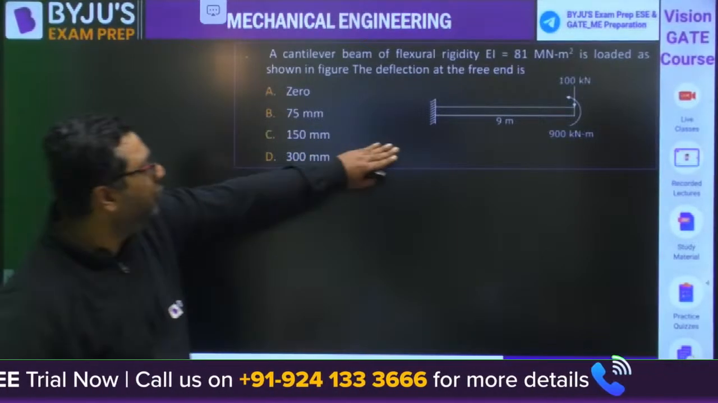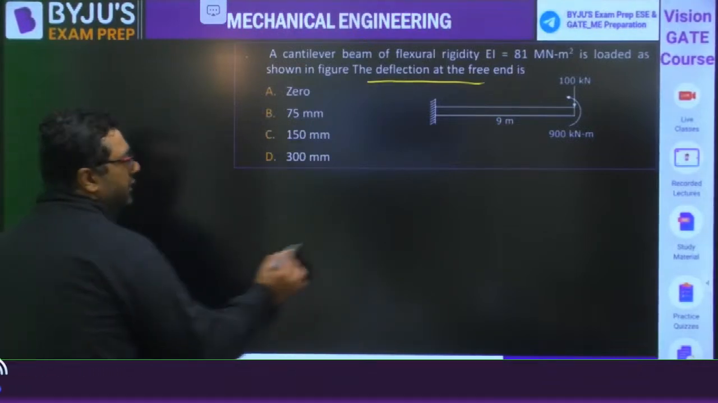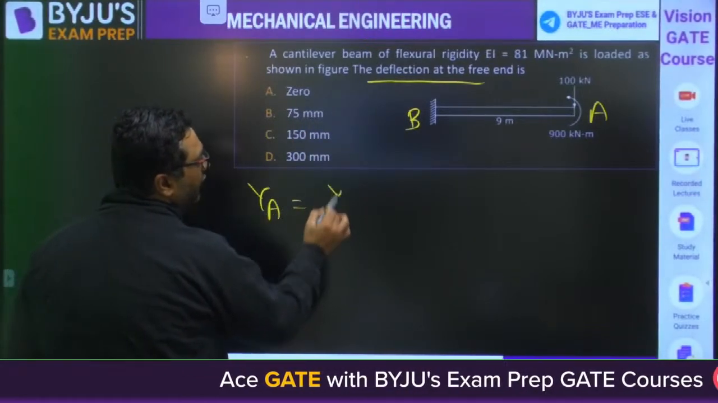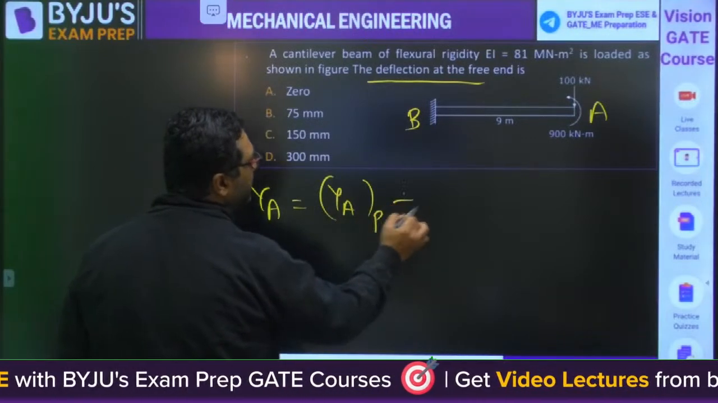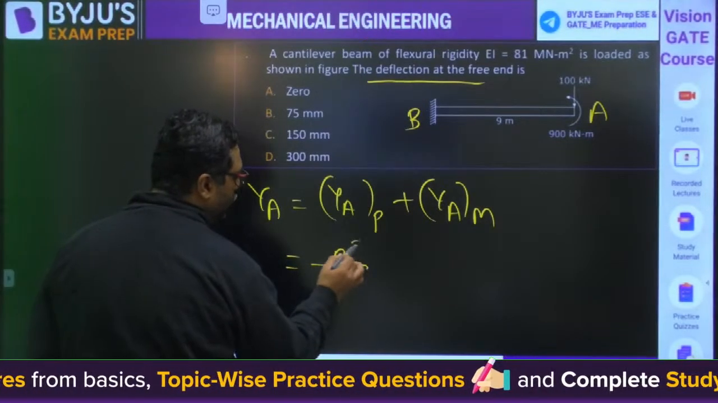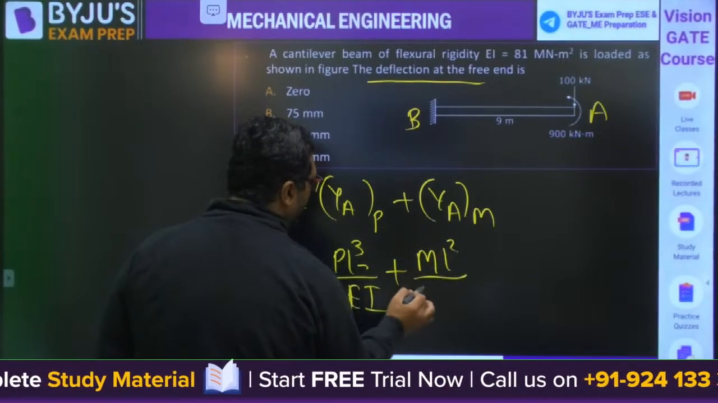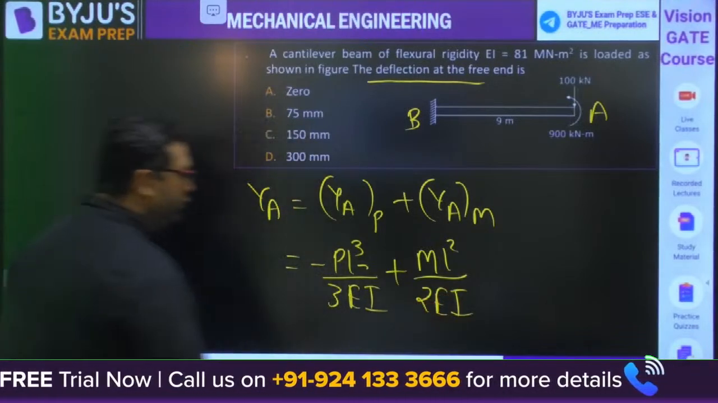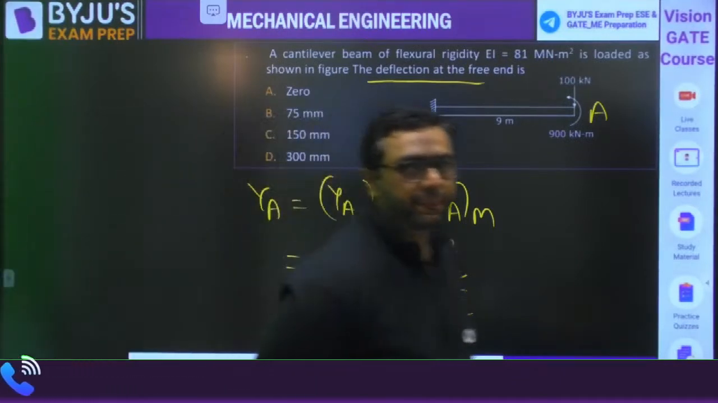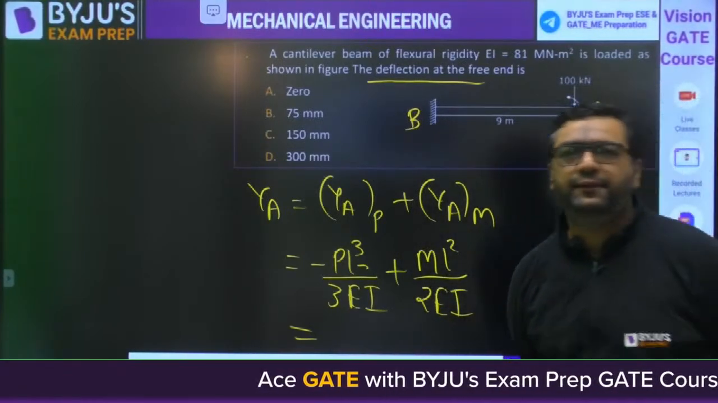A cantilever beam, the same loading is there. They are asking you the deflection at the free end. If this is A and this is B, the deflection at A will be the deflection at A due to this load plus the deflection at A due to the moment. So it is going to be minus PL cube upon 3EI plus ML square upon 2EI. You just need to solve it and get the answer. This is the last question from my side.